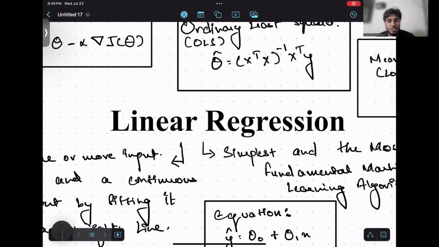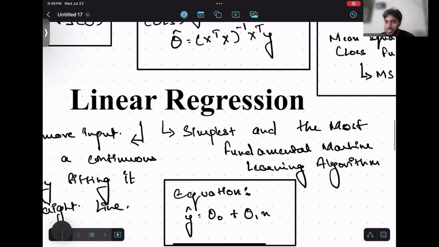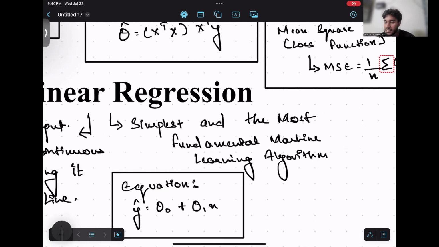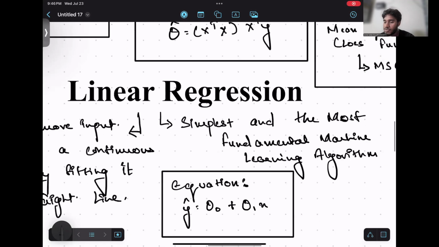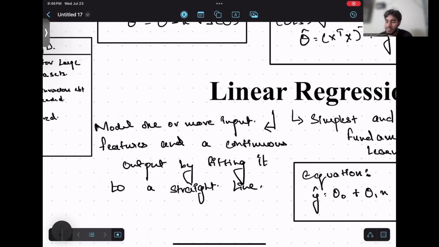We'll start with the intuition, then look at how the math comes in, and I'll explain how linear regression works with a few simple examples. So, the intuition of linear regression is very clear. It is the simplest and the most fundamental algorithm of machine learning. The main idea of linear regression is that we model one or more input features and a continuous output by fitting them to a straight line.